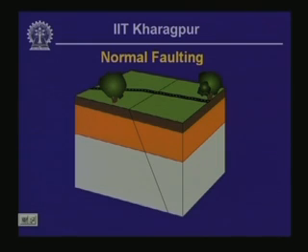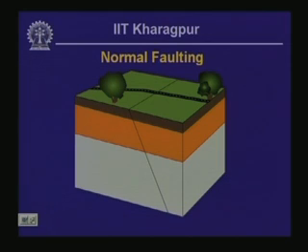You have to understand that the classification of the fault means that the relative movement between the two blocks on either side of the fault is of different types. Now, let us first consider what we mean by normal faulting.